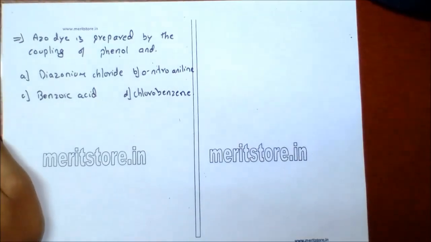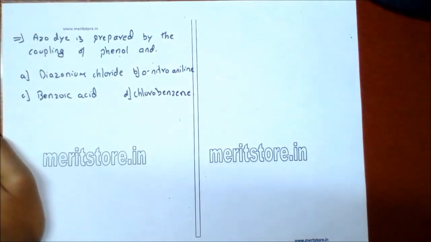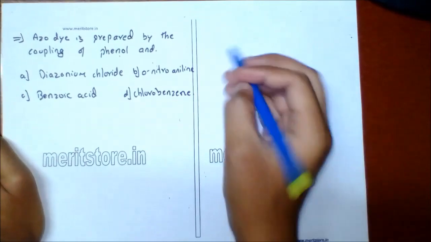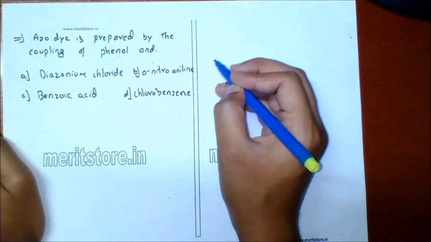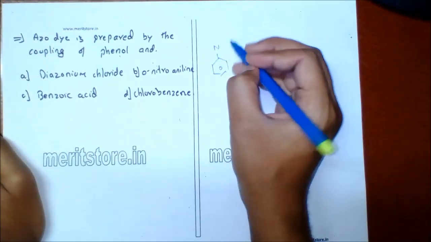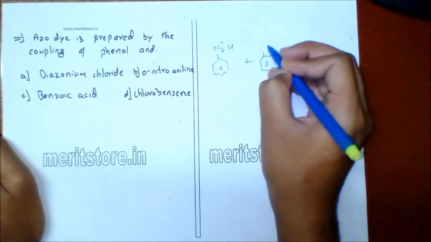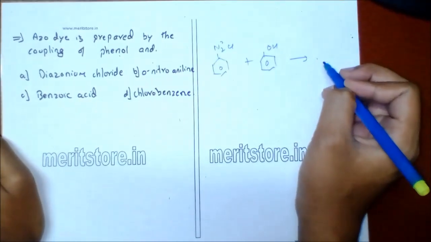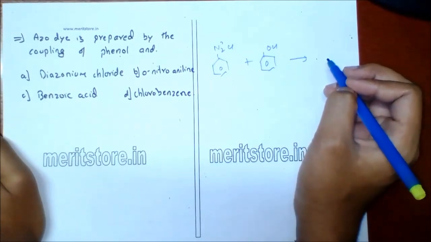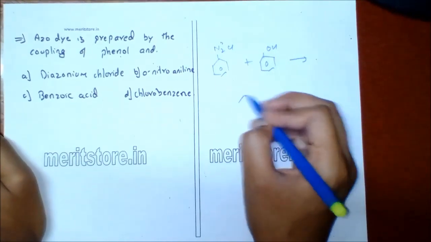Azo dye is prepared by coupling of phenol and: A. diazonium chloride, B. orthonitroaniline, C. benzoic acid, D. chlorobenzene. So when azo dye is prepared by coupling of phenol and diazonium chloride, the reaction goes as aniline reacts with nitrous acid to form diazonium chloride, which on reaction with phenol, coupling in weakly alkaline medium, the product will be para-hydroxyazobenzene.